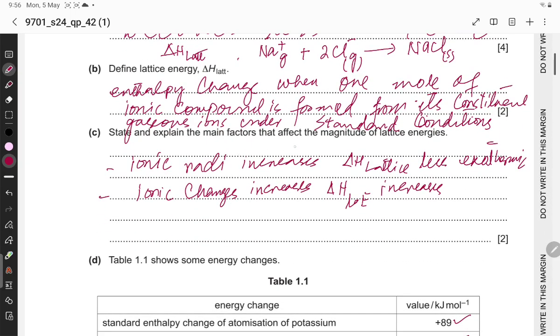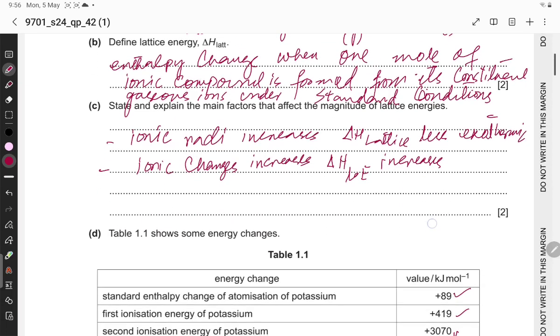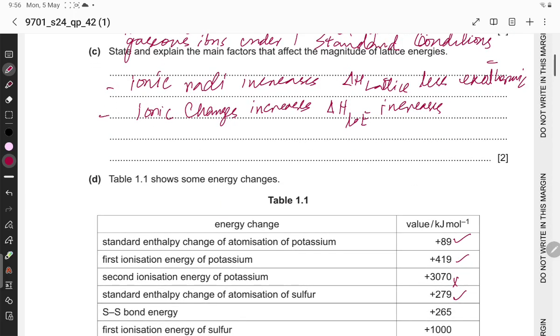State and explain the main factors that affect the magnitude of lattice energy. As ionic radii increases, lattice energy becomes less exothermic, and as ionic charge increases, enthalpy change of lattice energy increases. It means ionic radius and ionic charge are the main factors which affect the magnitude of the lattice energy.